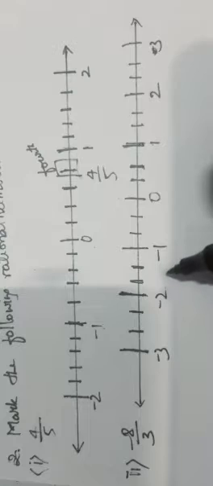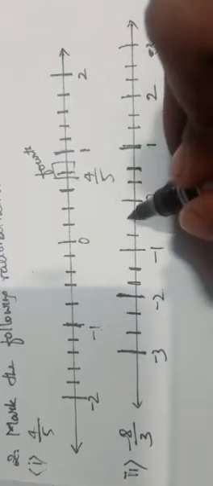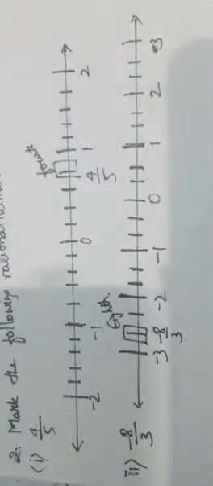Now the rational number is minus 8 by 3, which is negative, which comes to the left of 0. Start from here, children. This is the first division, minus 1 by 3, minus 2 by 3, minus 3 by 3, minus 4 by 3, minus 5 by 3, minus 6 by 3, minus 7 by 3. This is the 8th division, minus 8 by 3. This is the 8th division, children.